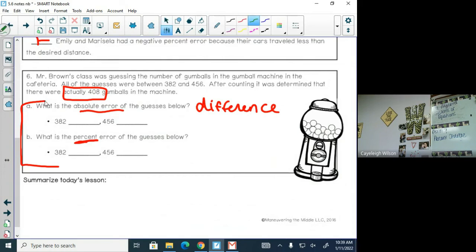So if you're going to do 382, you're going to do 408 minus 382, and that's going to give you a 26 error. And you're going to do the same thing with the 456. And then the bottom is where you're going to do the percent proportion.